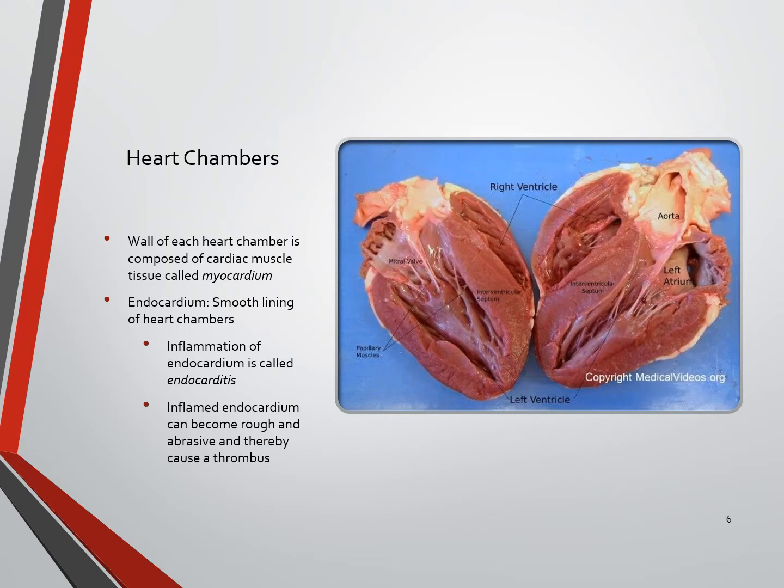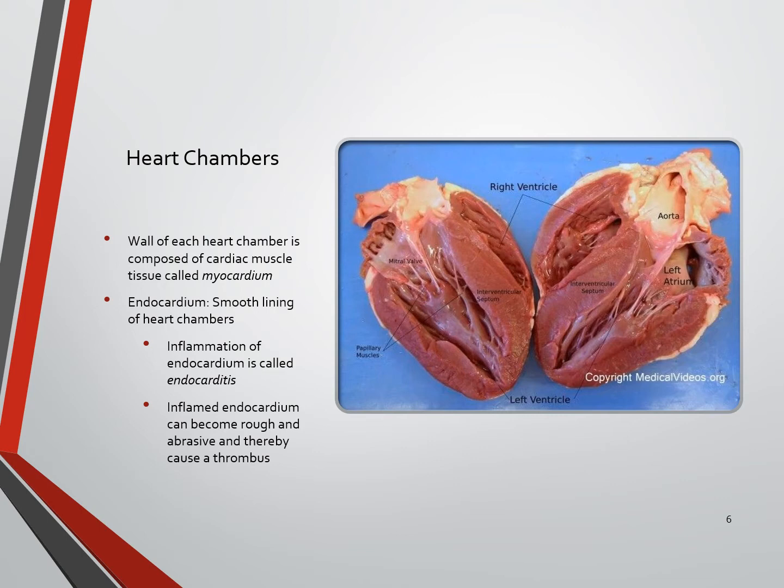Now here's an image of a real human heart, and you can see those ventricles and atria here. The wall of the heart is composed of muscle, and we talked about cardiac muscle previously. We referred to that as the myocardium, and the heart on the inside is lined with a very smooth lining, a lot similar to the lining that lines our vessels.